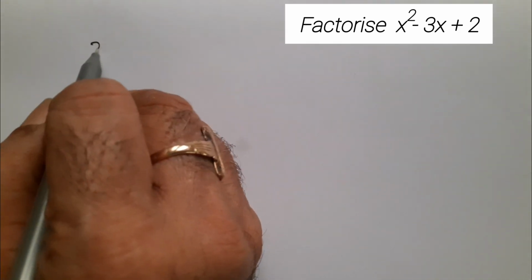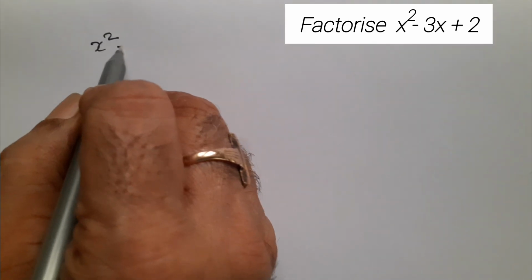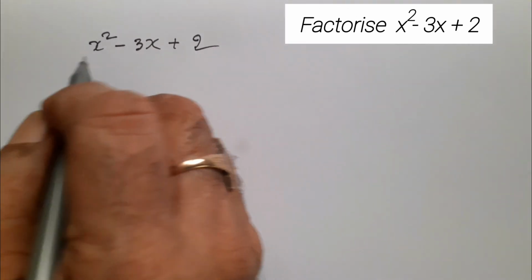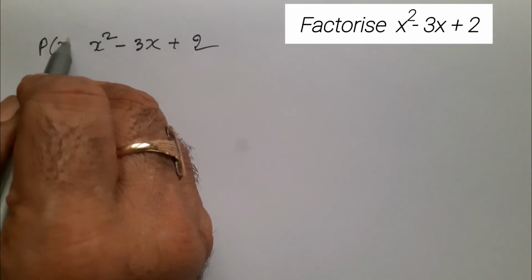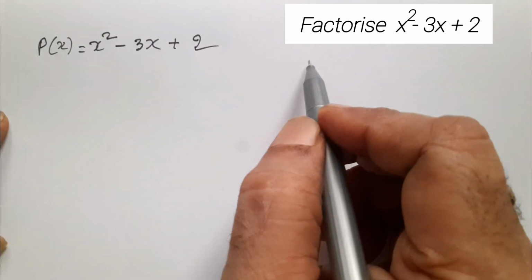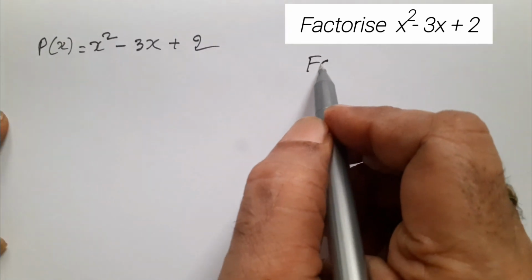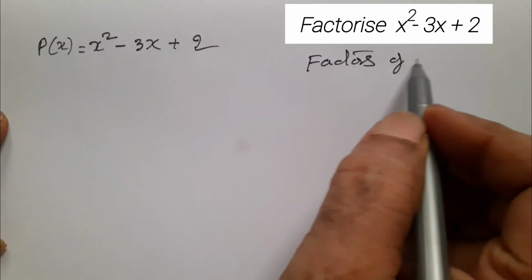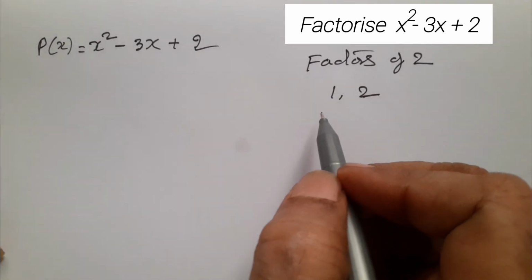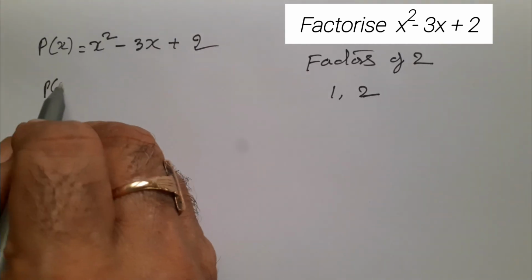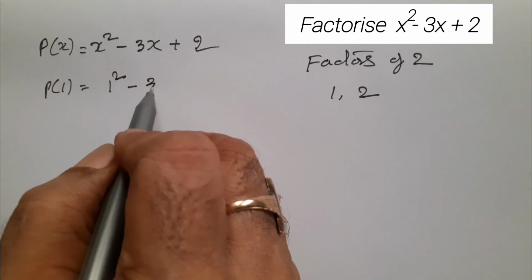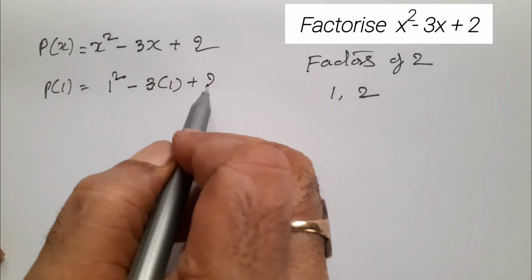Now factorize x square minus 3x plus 2. Factorize using the factor theorem. So this is the given polynomial. Here the two factors we have are 1 and 2. So now you can write, first you take p(1): 1 squared minus 3 into 1 plus 2.